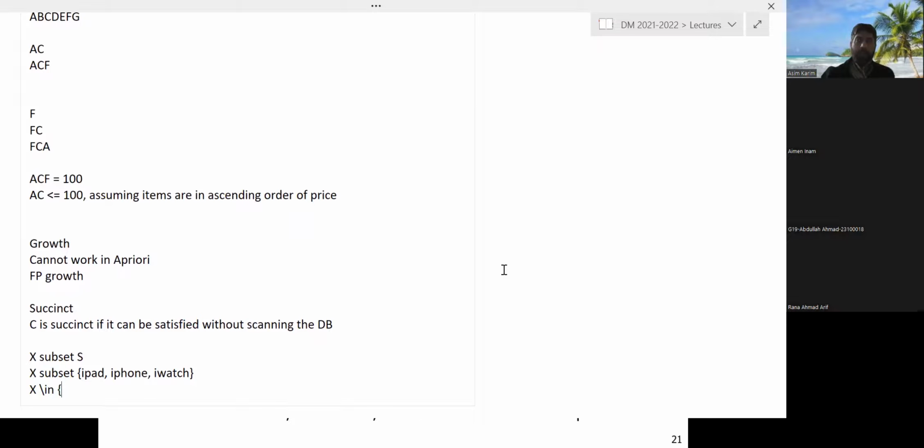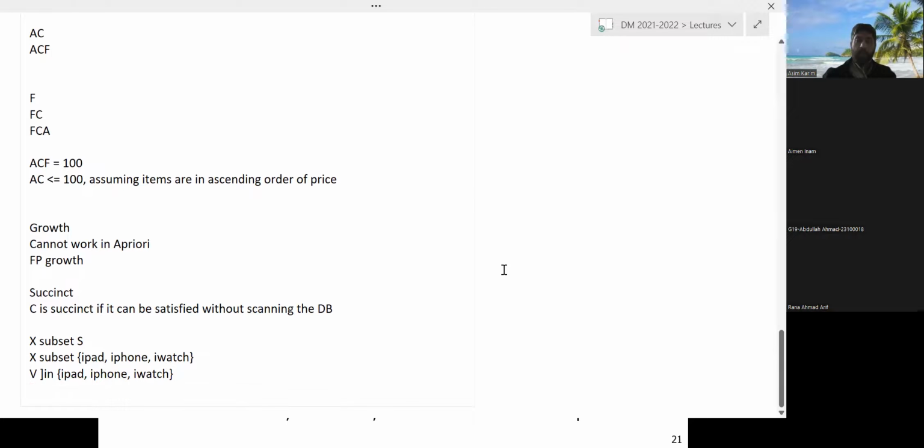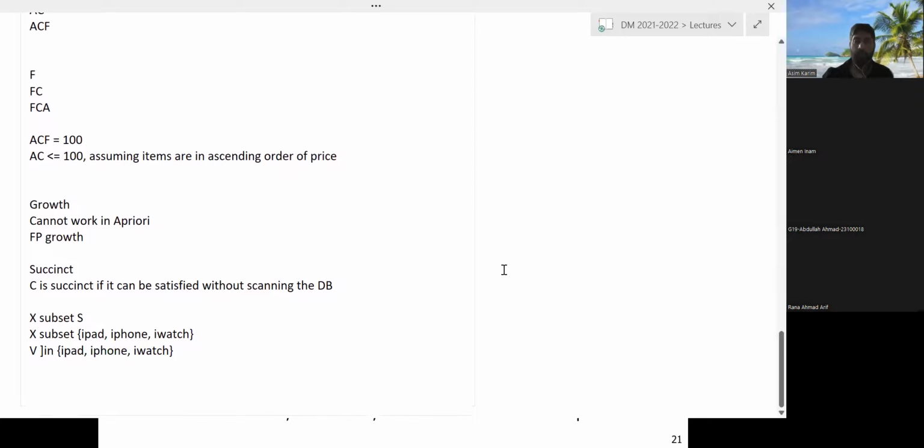ठीक है. So each item in, so I don't know किस तरह mathematically इसको correct कर लें. So each item, if any item in X is in from a set, so let's say V is in, let's say, iPad, iPhone, and let's say iWatch. So this is also succinct. So why is it succinct? So because it's very easy to satisfy this constraint.